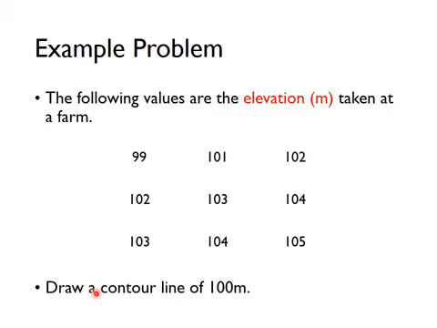So now the problem is to draw a contour line of 100 meters. Draw a contour line of 100 meters. So 100 meters is not seen here. The value 100 is not seen here. So now how to find that value? We can see.